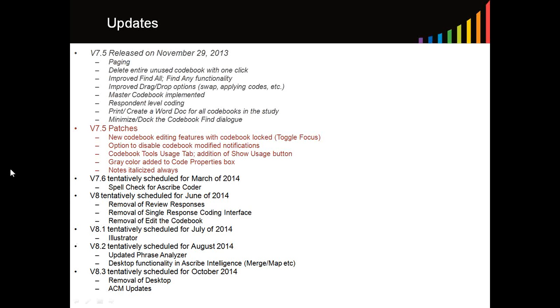Version 7.6 of Ascribe is scheduled for March of 2014, and I should say it's tentatively scheduled for March of 2014. And that's when we're going to have a spell check available for Ascribe Coder. We should be able to start testing that soon and get it out there for you guys.